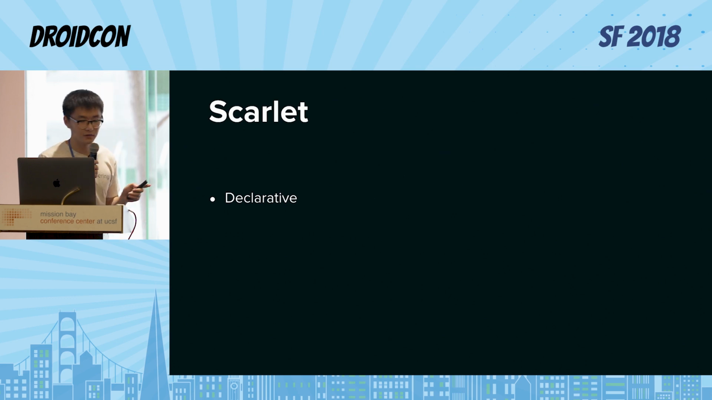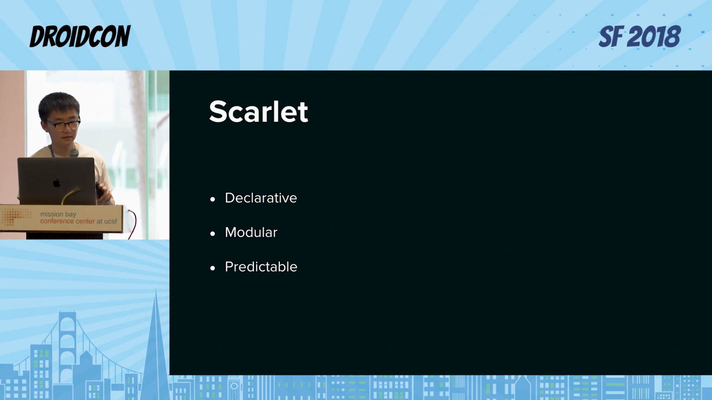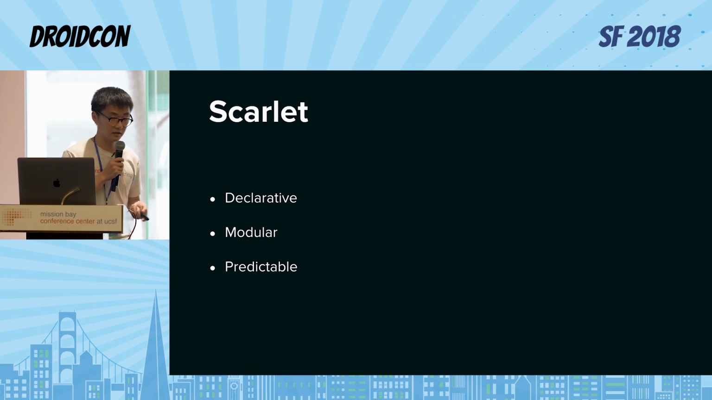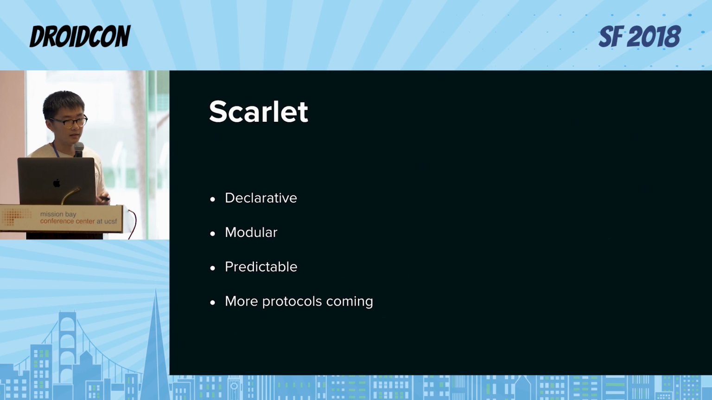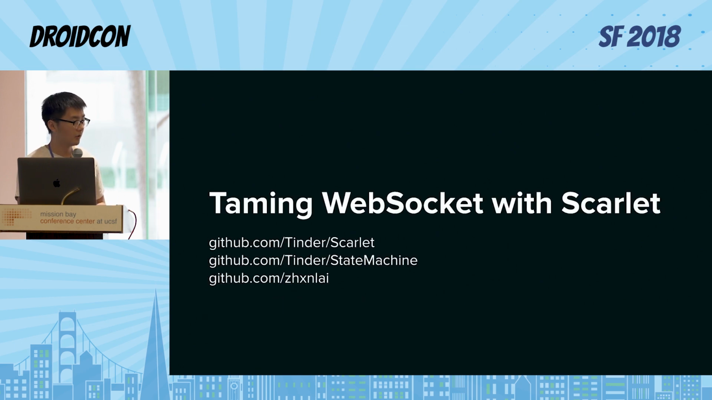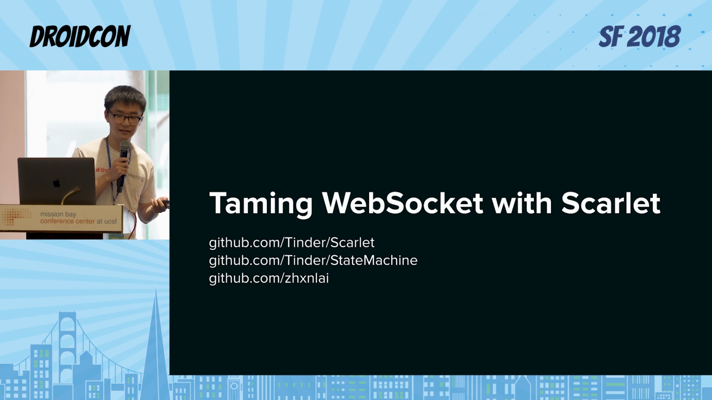And that's pretty much all I have for this presentation. Just to recap, Scarlet is declarative. It's easy to get started for beginners. It's also customizable for advanced users. Because it's driven by a state machine, it's also predictable. And finally, Scarlet is evolving. We're adding other protocols in addition to WebSocket. I hope Scarlet can make your life easier.